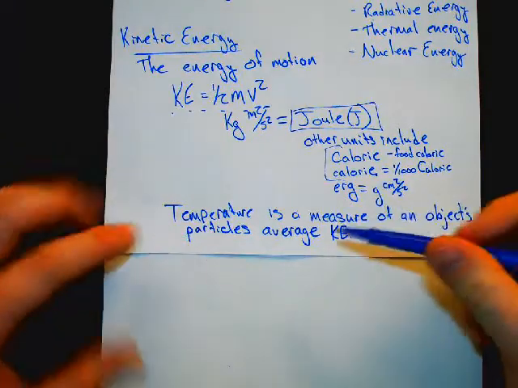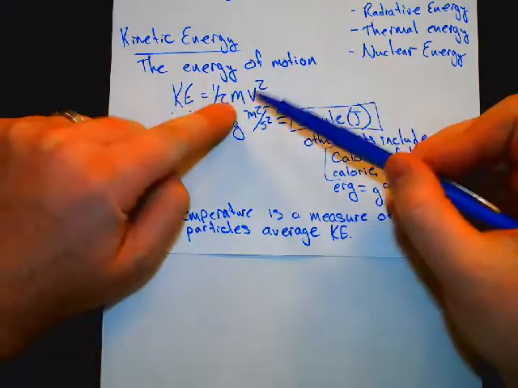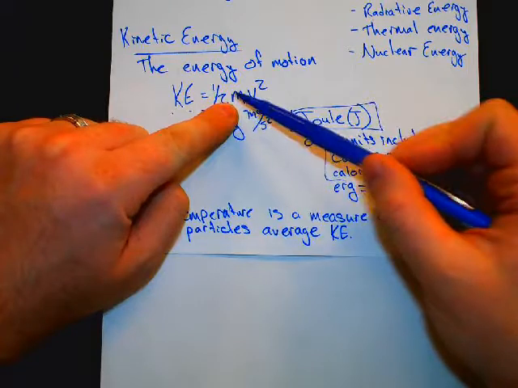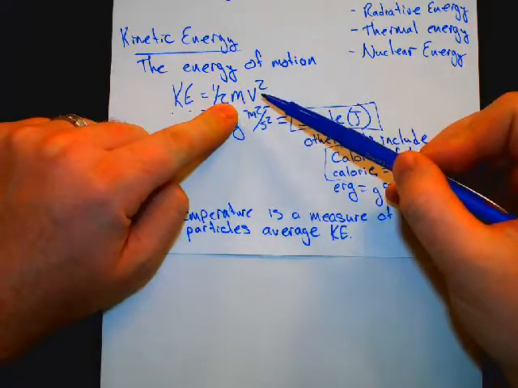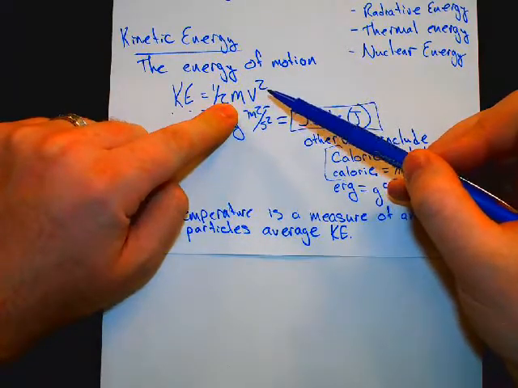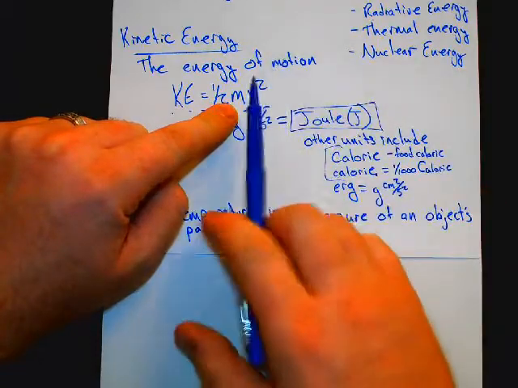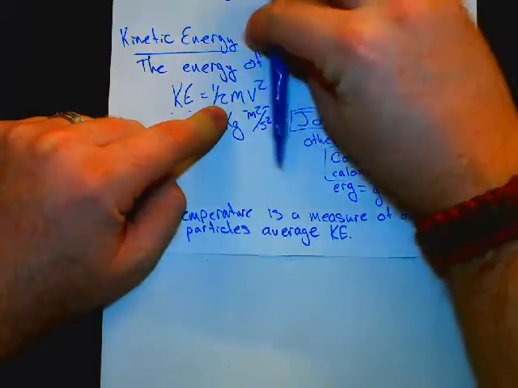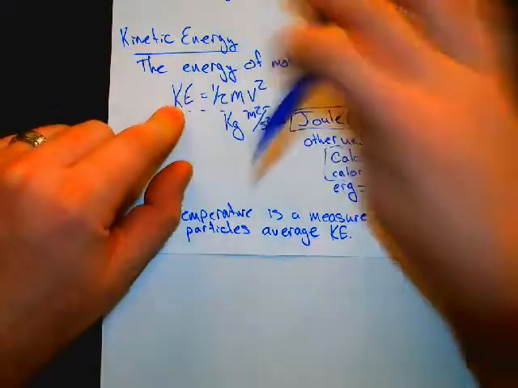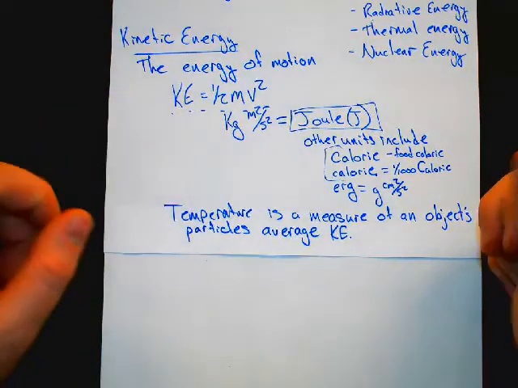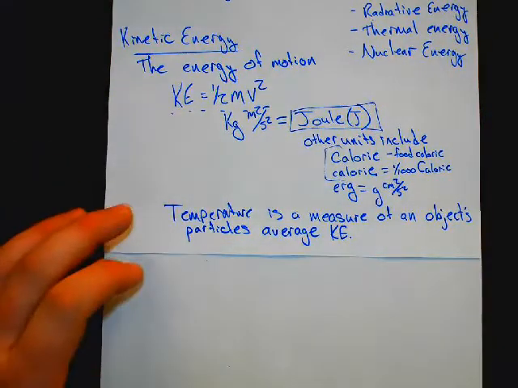And as I increase the size of those particles, what must happen to their velocity to keep the same kinetic energy? Decrease, yeah. So as mass goes up, velocity has to come down in order to keep the same kinetic energy. Okay? So that's the first connection we wanted to make.